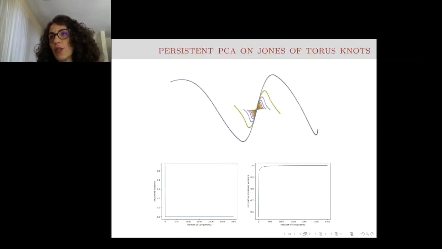And this is even more apparent if you look at the torus knots. This is the result of the persistent PCA, the picture here on the top. If you look at torus knots up to 2,000 crossings, the space should be 25-dimensional if you want to account for at least 0.95. But you actually need, I think, 224 directions to get to 0.99. So I hope this is a good illustration that we have to be very careful if we're going to do any sort of sampling, because there are issues with sampling this data. Okay, any questions so far?